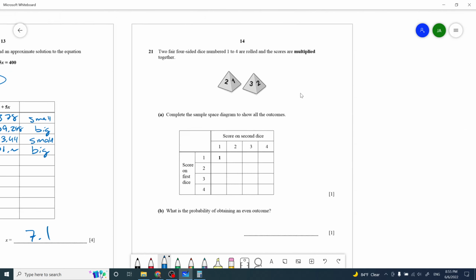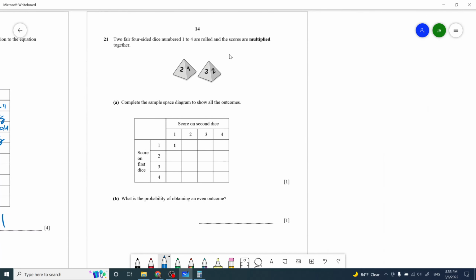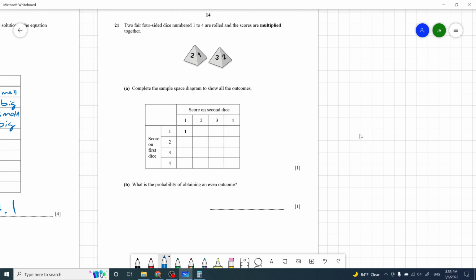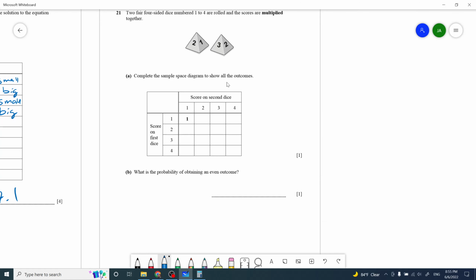Okay, moving on to the next page, almost done. We have two fair four-sided dice numbered 1 to 4, and they're rolled and the scores are multiplied together. We want to complete the sample space diagram to show the outcome. So if we're going to multiply the scores, for example, if I get a 1 and a 2, I'm going to take 1 times 2. So it's going to give me 2. 1 times 3 is going to give me 3, and 1 times 4 is going to give me 4.